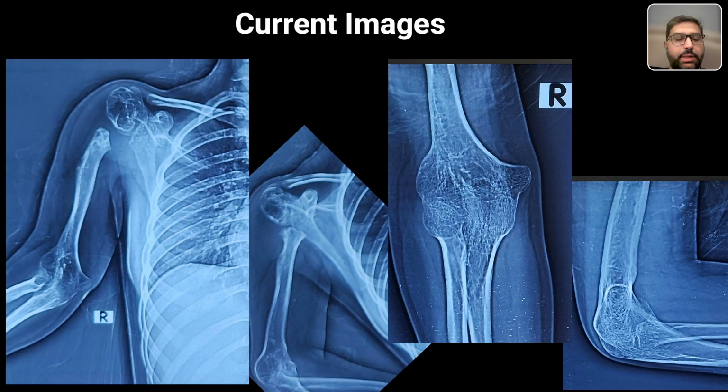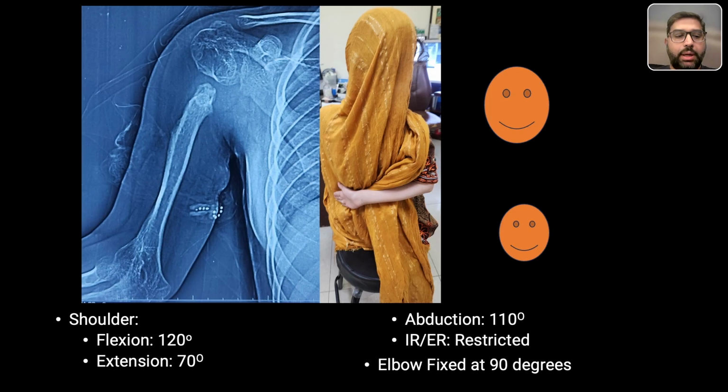And now she basically presented last month, and this is her current clinical picture. She has a stiff elbow, and she has a gap non-union of the proximal metaphyseal area, the area where bone drilling was done initially. She has a very good range of motion, but she has a non-union. Her internal and external rotations are restricted. Her elbow range of motion is fixed at 90 degrees, and she has good flexion and extension at the shoulder joint.